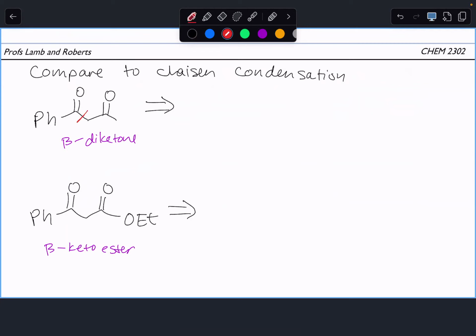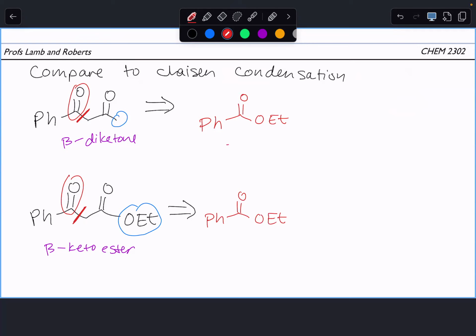In both cases, we are breaking this bond. We have our acyl group, right? The only thing that's different is what is this group on our nucleophile. So in both of these cases, our electrophile part is an ester. And the same ester in this case, right? So ester and ester. The only thing that's different is the nucleophile. So in the top one, it's a ketone, and in the bottom one, it's also an ester.